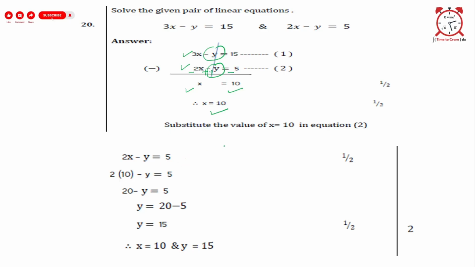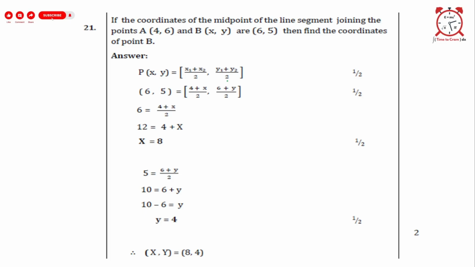So this value x equal to 10, if we substitute in equation number 2, then we will get the value of y here. So x equal to 10 and y equal to 15 are the values of the given variables in both the pair of linear equations. Next question, students.